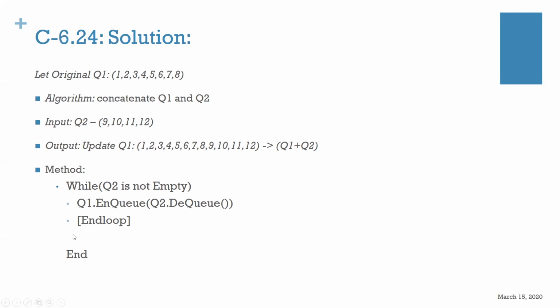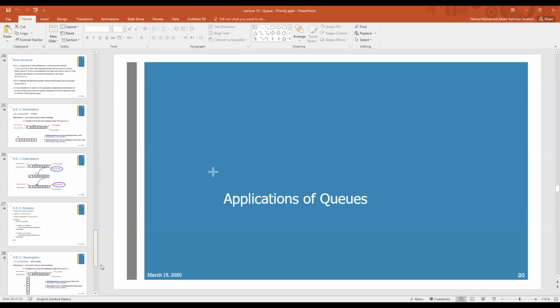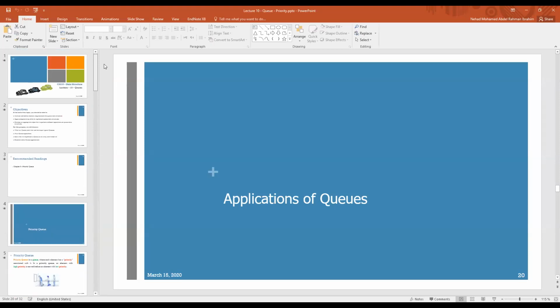So how do we concatenate? Just while Q2 is not empty, read one by one: DQ from Q2 and NQ at the end of Q1. This is a standard queue, not a priority queue, so we have to NQ at the rear. This is the end of the queue part, so we can start the next, or I can answer any questions.